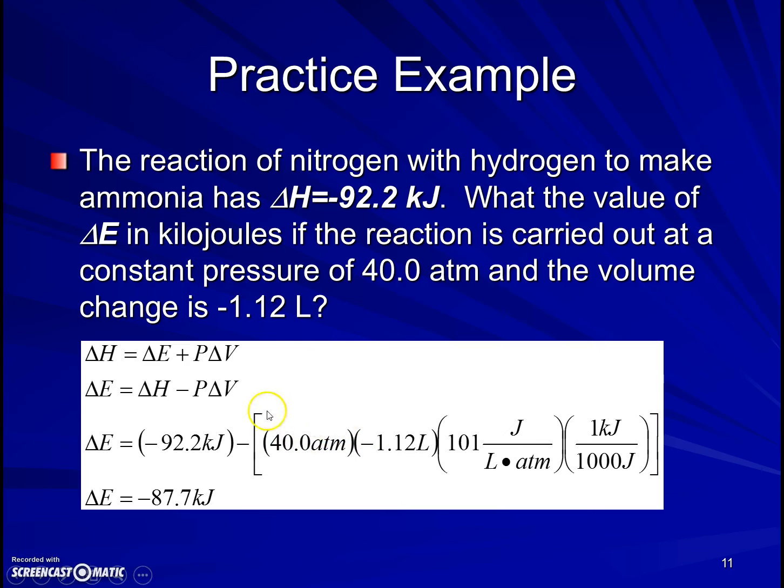The pressure is 40 atmospheres. The change in volume is minus 1.12 liters. So now we have liter atmospheres. And on the previous example, we learned how to convert from liter atmospheres to joules, and from joules to kilojoules. This is a conversion factor I would give you on the test. This is a conversion factor I would not give you. But if we multiply 40 times negative 1.12 times 101 times 1 over 1,000, we'll get a negative number, but then that's minus a negative 4.5. And so the total delta E comes up to negative 87.7 kilojoules.